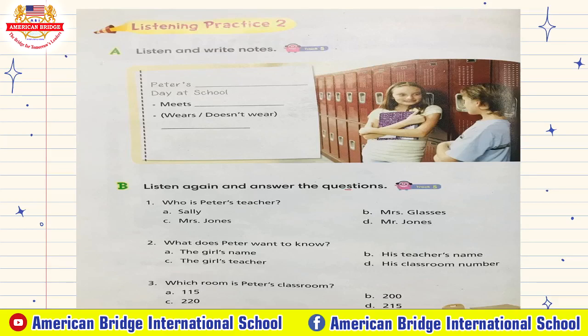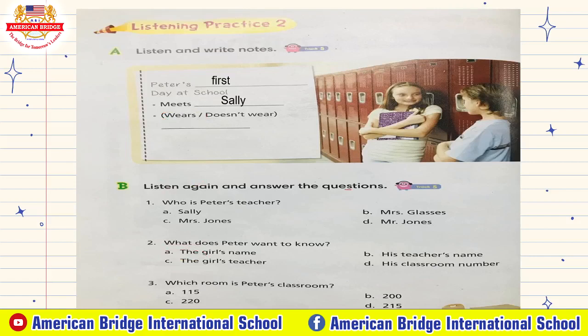Thanks. Okay, everyone. I know that you have finished completing the exercise already, so now let's check the answers together. What does Peter talk about? Good. Peter talks about the first day at school. Who is the person that he meets? He meets Sally, right? Sally is a girl and Peter is a boy. After that, does she wear or doesn't wear? Good. So she doesn't.